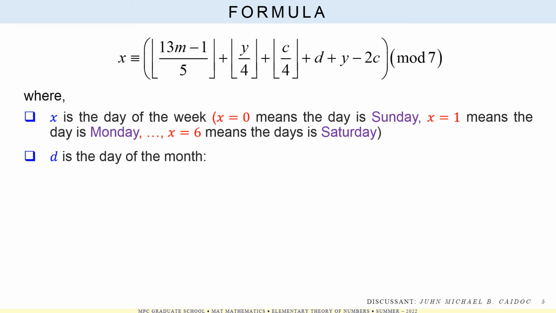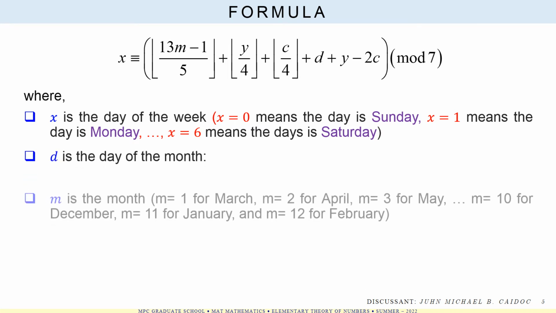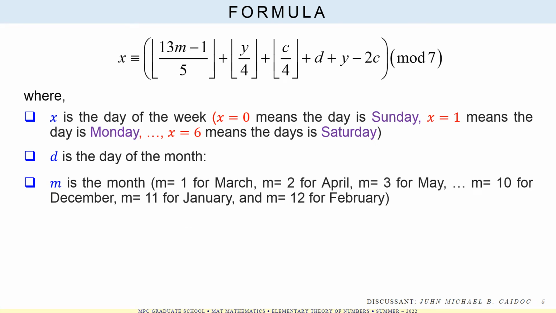Where d is the day of the month. Where m is the month. m is 1 for March, m is 2 for April, m is 3 for May, up to m is 10 for December. m is 11 for January, and m is 12 for February.